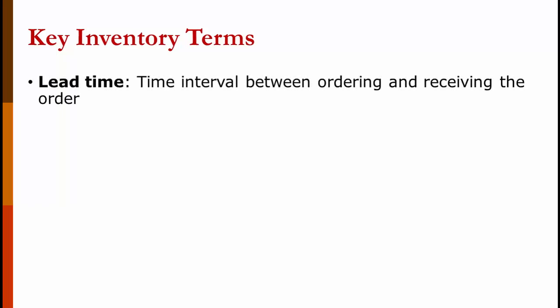Now let's talk about some key inventory terms. Lead time is the time interval between ordering and receiving the order. So you call up the vendor and you say, "I want 100 units." 3 days later, a truck shows up on your loading dock with 100 units. That's a 3-day lead time.